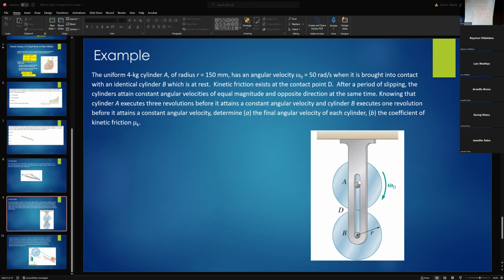As the sliding continues, an equilibrium is reached, and then both will move at the same velocity. We know the final angular velocity has to be the same because that's when slipping ceases. We want to find the final velocity and the coefficient of kinetic friction. We're also told that A executes 3 revolutions before it attains a constant velocity, whereas B only executes 1 revolution. That's important because the number of revolutions times whatever force is being applied gives us the moment times theta energy that we need in our equation.